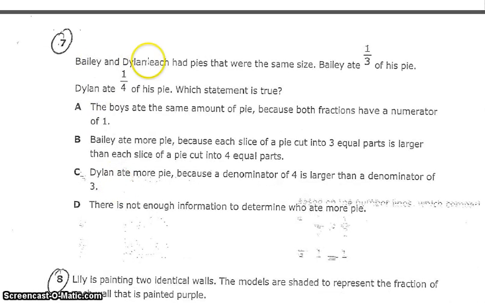7. Bailey and Dylan each had pies that were the same size. Bailey ate 1/3 of his pie. Dylan ate 1/4 of his pie. Which statement is true?